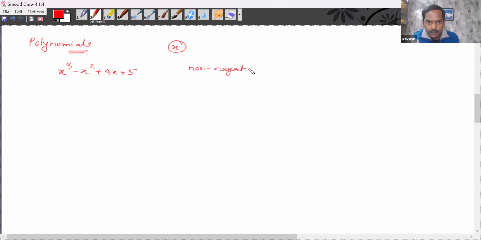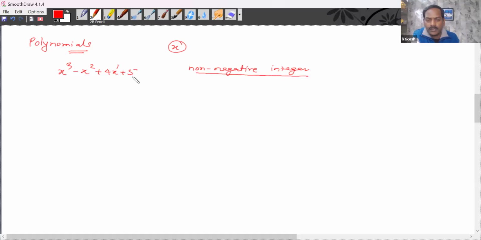But one thing is sure: the power of x in each of these is a non-negative integer. This is very, very important. The power of the variable should always be a non-negative integer, then only we will call that particular expression a polynomial. And of course, polynomials must have a single variable, right? So here we can see that the power of x is 3, the power of x is 2, the power of x is 1.